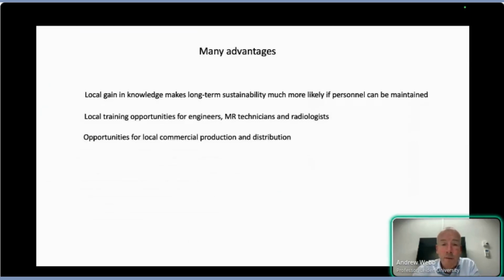This approach then has really a lot of advantages, right? So if we're thinking about long-term sustainability, then any knowledge that is local stays there, if personnel can be maintained over a large period of time. This is the ideal situation. It means that MR technicians and radiologists and students and everybody can get involved in the process and really understand what is happening with an MRI scanner. And ultimately, what we would hope is that local commercial production and distribution could take place, with all of this knowledge. So these are really the advantages.